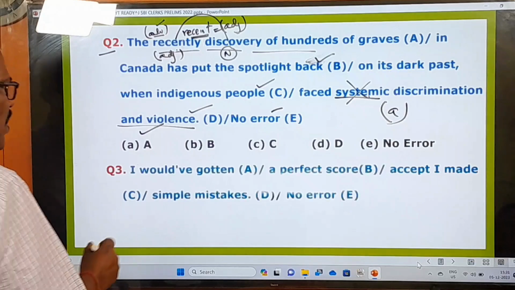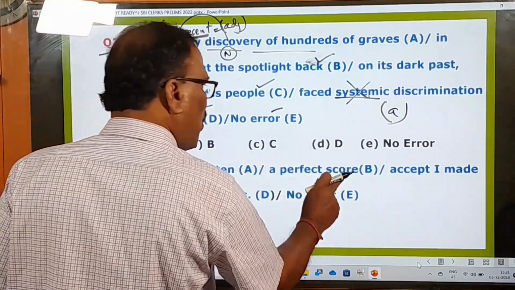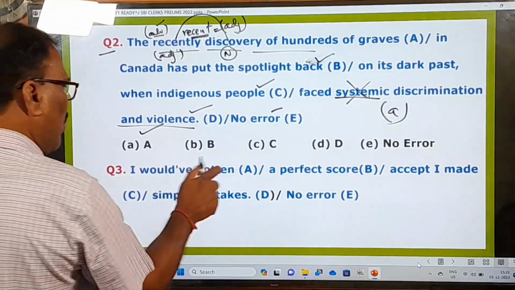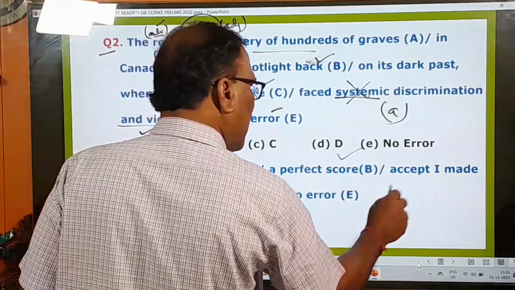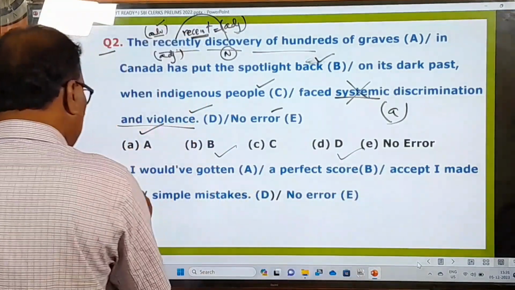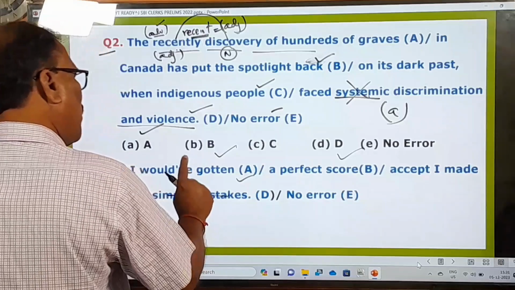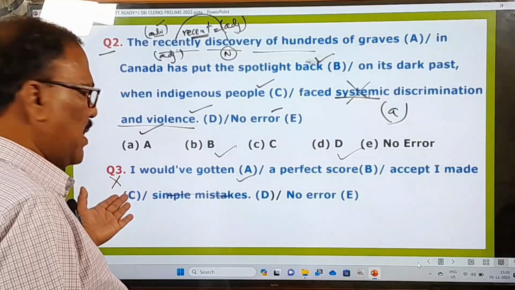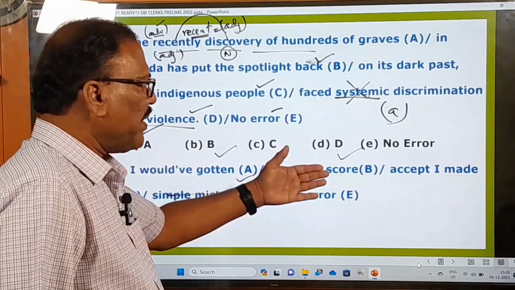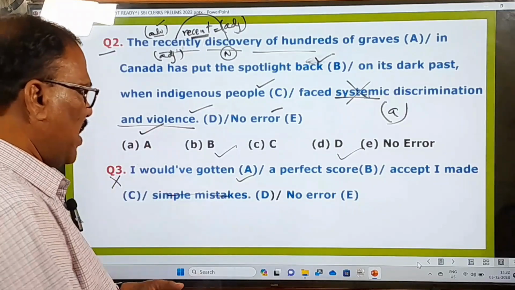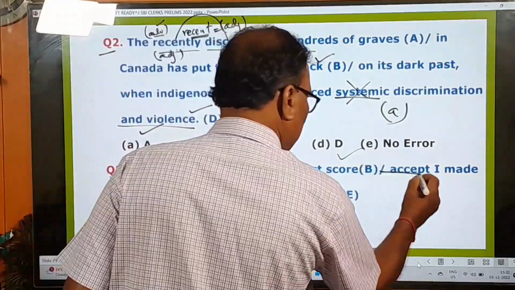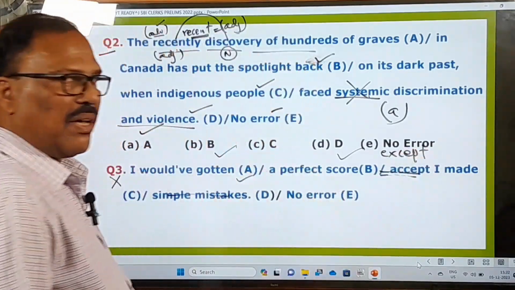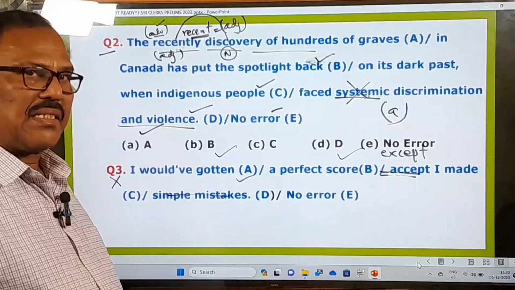And now you go to the third question. I would have gotten a perfect score except I made simple mistakes. I would have gotten is correct, a perfect score is correct, except I made is not correct, and simple mistakes is correct. If you read this sentence at a stretch, you can find the mistake in the C part. Instead of saying except, he has said accept here.